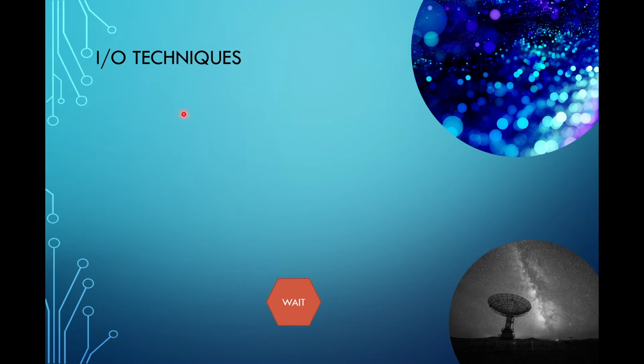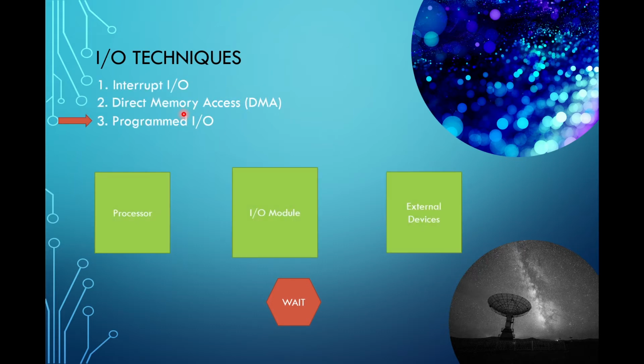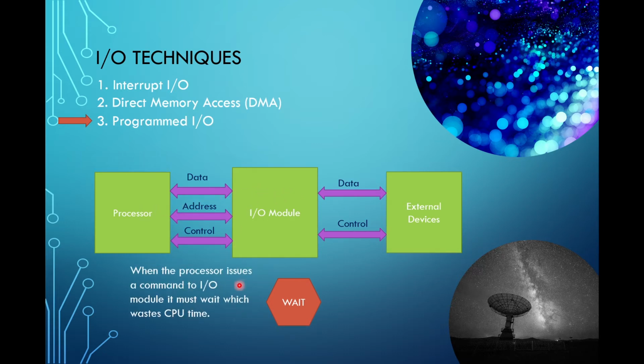Here I'm going to teach you guys about programmed input output, which can be considered one of the IO techniques other than interrupt IO and direct memory access. So basically guys, with programmed IO, data are exchanged between processor and the IO module. The processor executes a program that gives it a direct control of the IO operation, including sensing device status, sending a read or write command, and transferring the data. When the processor issues the command to the IO module, it must wait, which wastes the CPU time.